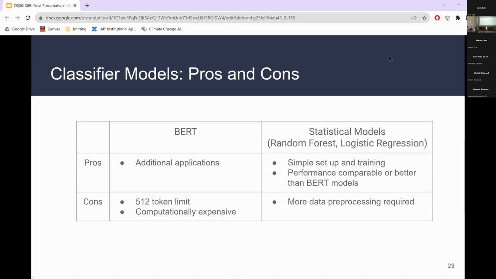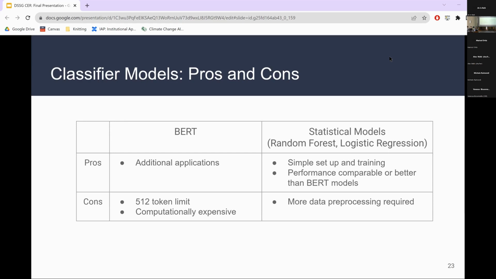And as well, the other limitation is that BERT is quite computationally expensive, so it's not easy to run all these models quickly, and they require a lot of computational power as well. That being said, the statistical models are very simple and easy to set up. Their training doesn't take a lot of time as well. And as we showed in the previous slides, their performance is comparable or better than our BERT models.